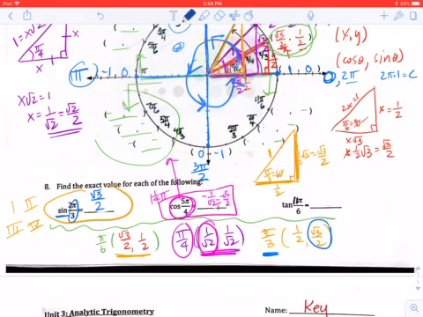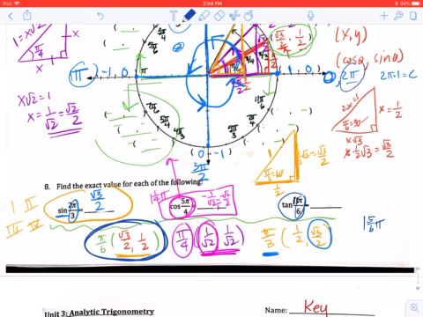For my third one here, I have tan of 11 pi over 6. Well, I know I'm going to be working with this one here because it's a pi over 6. 11 pi over 6 is 1 5/6 pi, which is just shy of 2 pi, which means we're here in the fourth quadrant. In my fourth quadrant, tangent is negative, so I know my overall answer is going to be negative.